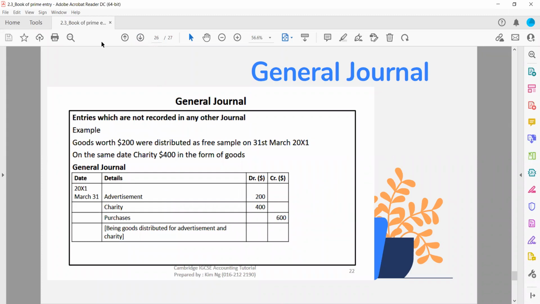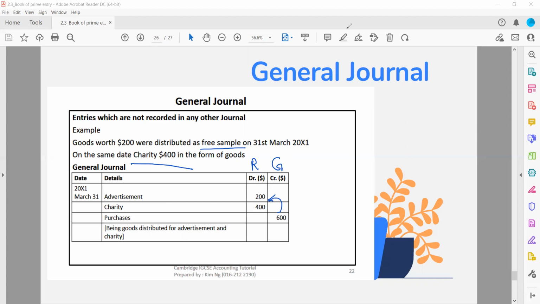When we have an adjustment made due to the business nature, for example here, goods worth 200 were distributed as free samples. In this case, this is related to advertisement or marketing cost. So we debit advertisement, and we also give charity, so debit charity, and credit the purchases. Because when we buy goods, we debit purchases. Now the goods are given out and used for another purpose, so we reverse from the purchases. The purchases account is giving out, and advertising and charity accounts are receiving. That is the reason why here is receiving, here is giving out.